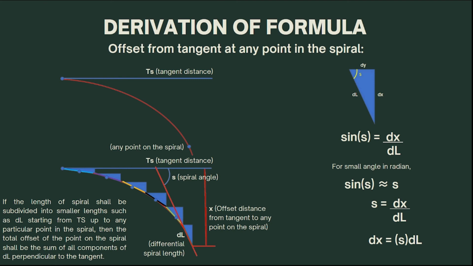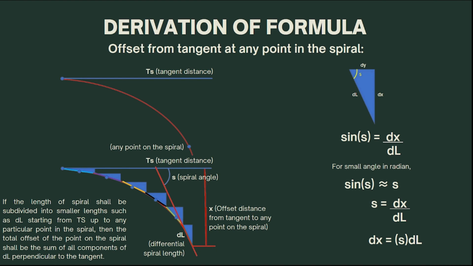Therefore, to find this formula, we need to create several different points on the spiral curve which have smaller and smaller spaces in between them. These spaces create triangles, which we can see in the diagram to the right. If we see the triangle on the right, we can see that it's a right triangle whose dx side can be summed to the value of x, which is the total offset distance from the tangent to any point in the spiral, which is what we are looking for.